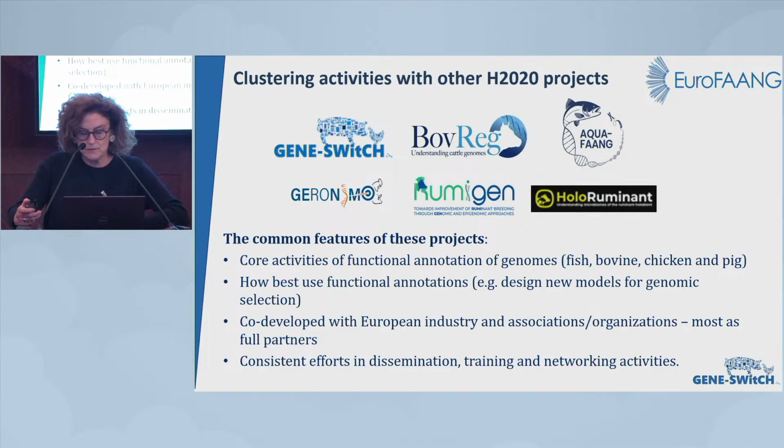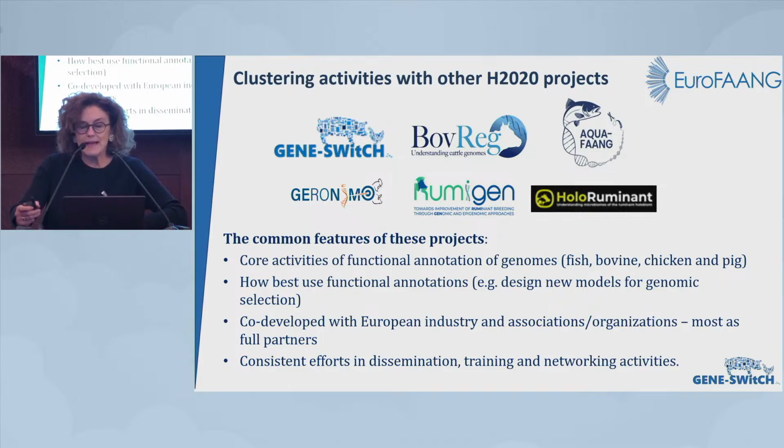And during the activities of GENE-SWitCH, we have since the beginning worked towards constructing these developments together with the other H2020 projects that started in different times. I mean, GENE-SWitCH, Bovreg, and Aquafang all started in 2018. Geronimo, Rumigen, Holoruminant started 2 years after, if I'm correct. And these projects could really make concrete clustering activities. I know that the Commission was quite surprised, but we were even exceeding expectations.